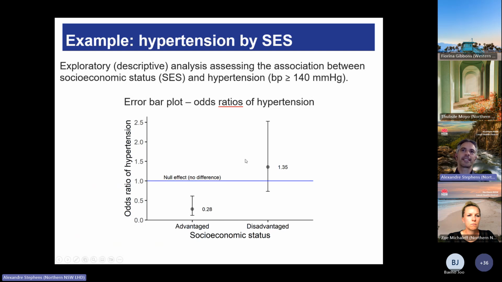We'll apply that exact same lens to our disadvantage group. We knew the levels were slightly higher, but we don't know whether it's statistically significantly higher or not. We look at our confidence interval. It's very wide for this particular example, and it does encompass the point of no difference. So while the relative levels are slightly higher in terms of those hypertensive in the disadvantaged group, it's not statistically significant.